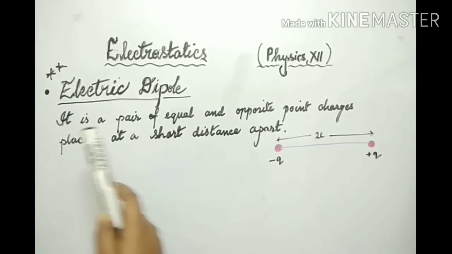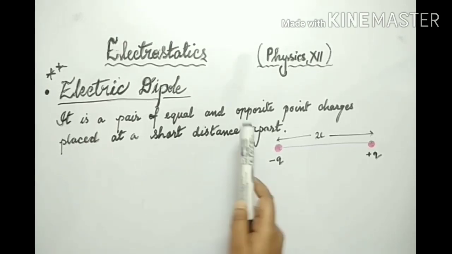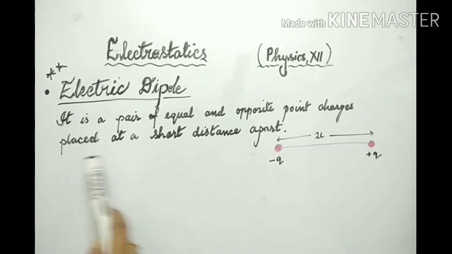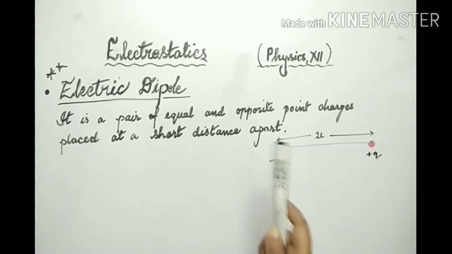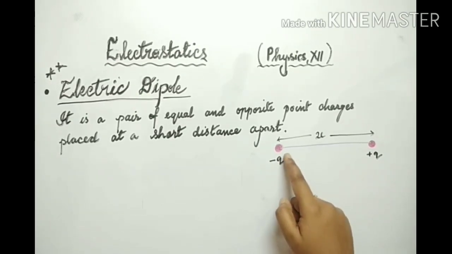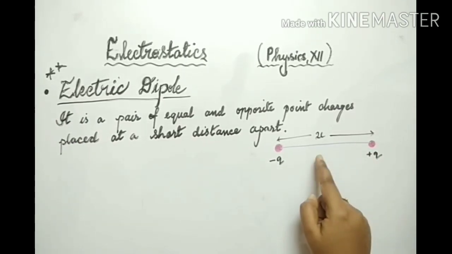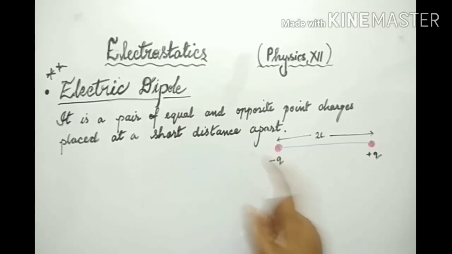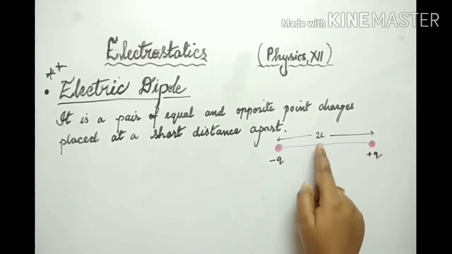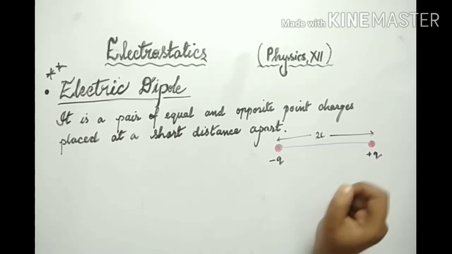So in physics, what is the definition of an electric dipole? It is a pair of equal and opposite point charges placed at a short distance apart. Here you can see I have already drawn two charges, equal and opposite: they are of equal magnitude and of opposite sign, one minus, one plus, and these two are separated by a small distance, 2L. That's why it is called a dipole, two ends of a pole.